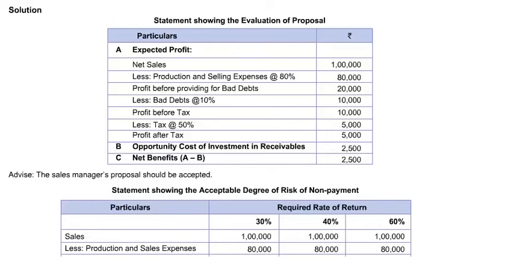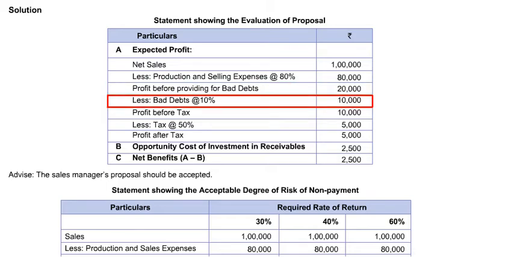By first evaluating the proposal. So the net sales we've been given is 1 lakh rupees, which is the increase basically. So we will also see what will be the cost. So we will have to reduce 80% as cost of production and selling expenses, because it is mentioned in the question that production and selling expenses amount to 80% of sales. That comes to 80,000. So profit now, as of now, before considering anything else, is 20,000.